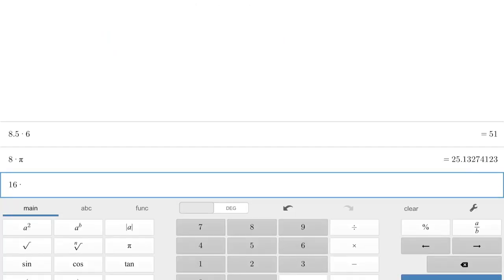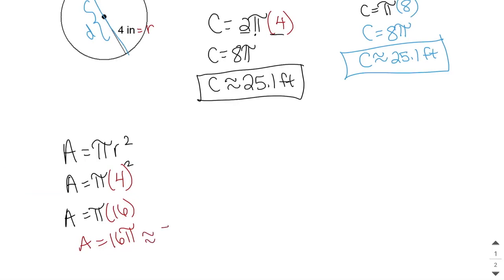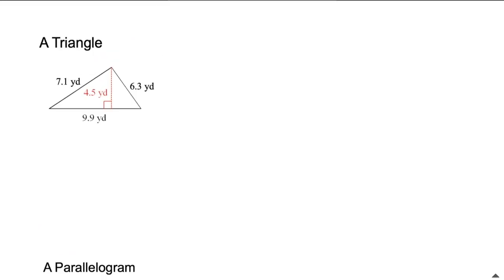Now let's go ahead and find the area. And we know the formula for area is pi r squared. So here I'm going to say pi times the r. The radius here is 4. So every time I see an r, I'm going to replace it with 4. So pi times 4 squared. Well, right here, 4 squared is 16. So I get my area is 16 pi. So I'm going to go to my calculator and type in 16 times pi. And I end up getting 50.3 when I round it to the nearest tenth. So this is approximately 50.3 feet squared.